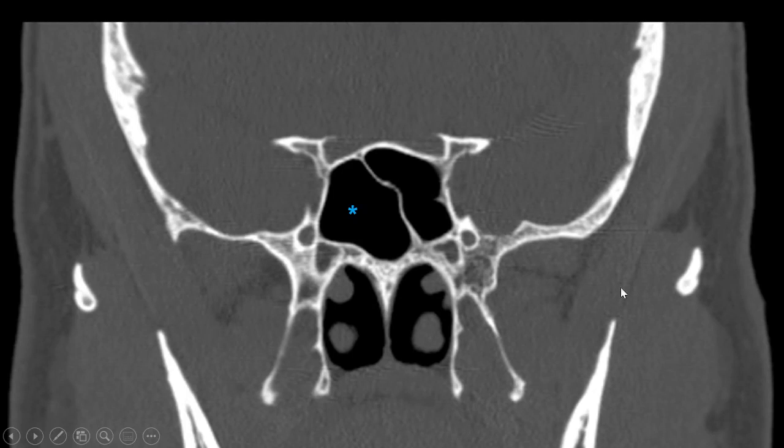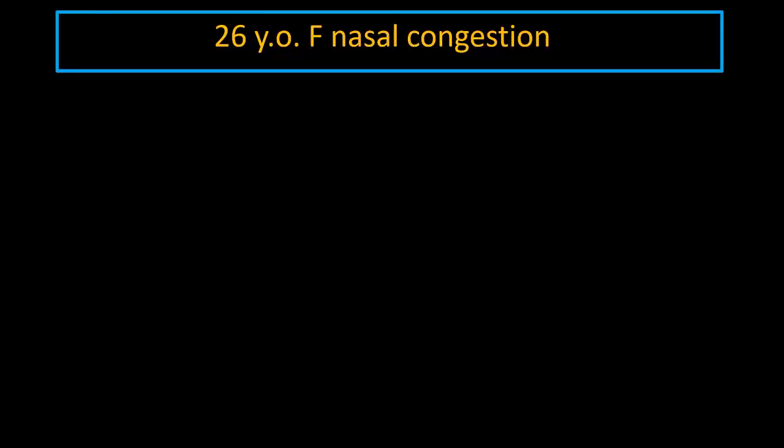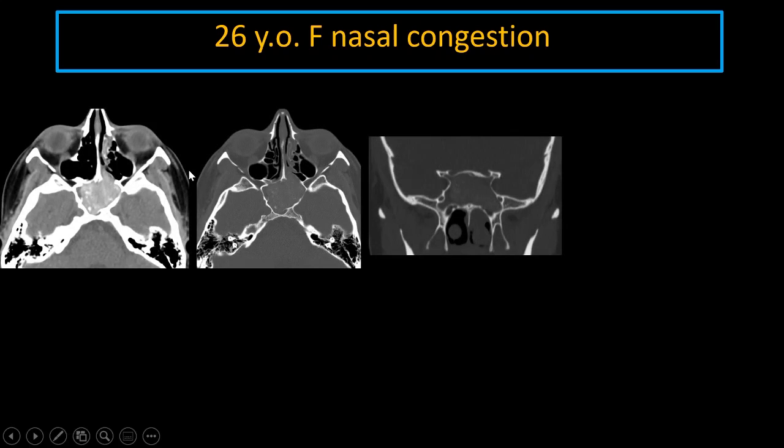Now we're going to move on to lesions centered within the sphenoid sinus. This is a 26-year-old who presented with nasal congestion, and here we can see that there is increased attenuation within the sphenoid sinus, which is expanded and extends into the sphenoethmoidal recess with areas of partial mineralization. Again, note in the coronal plane that the sphenoid has some expansion and some areas of osseous remodeling along the margins of foramen rotundum and the Vidian canal.